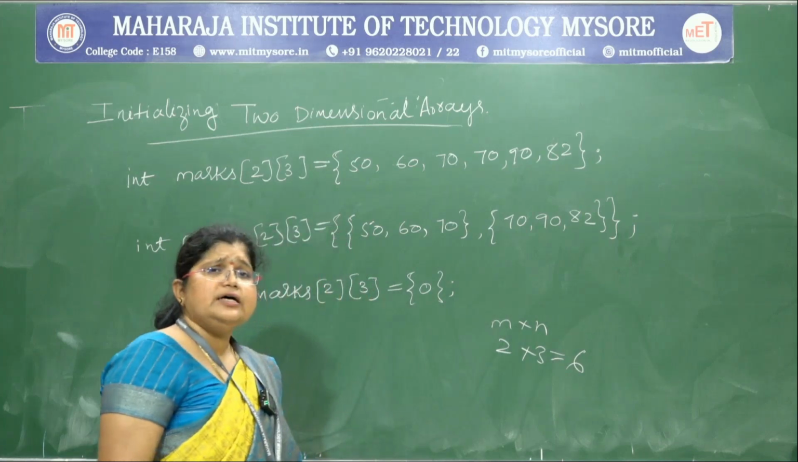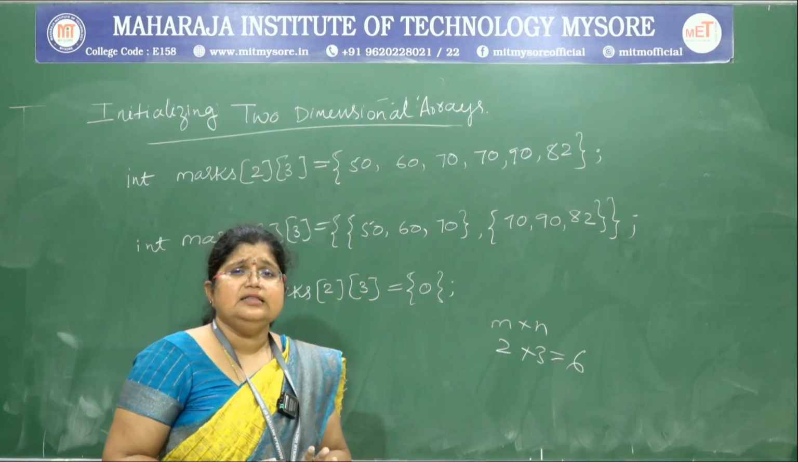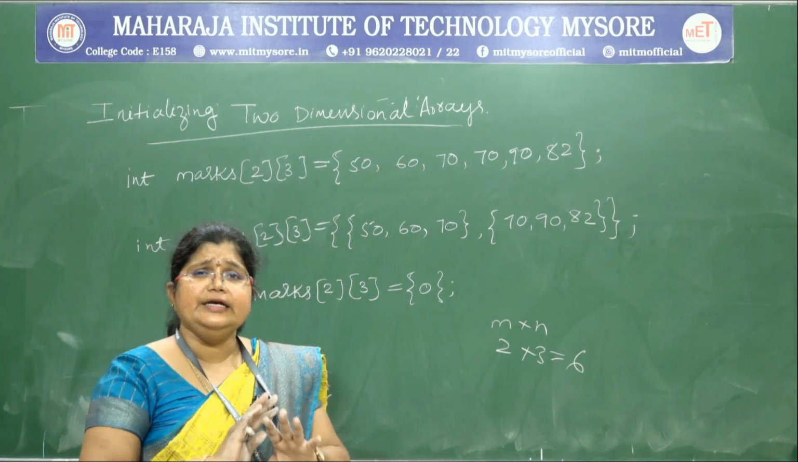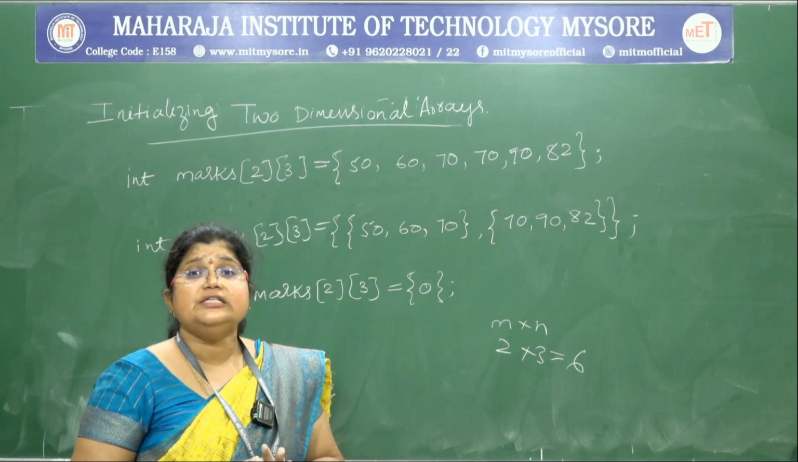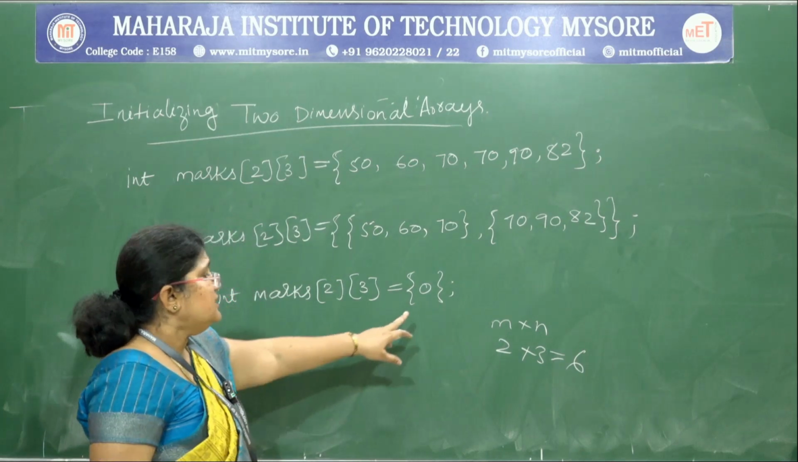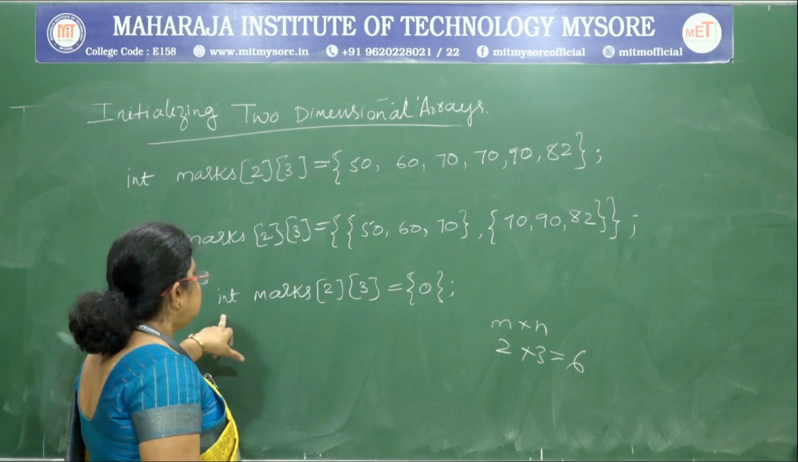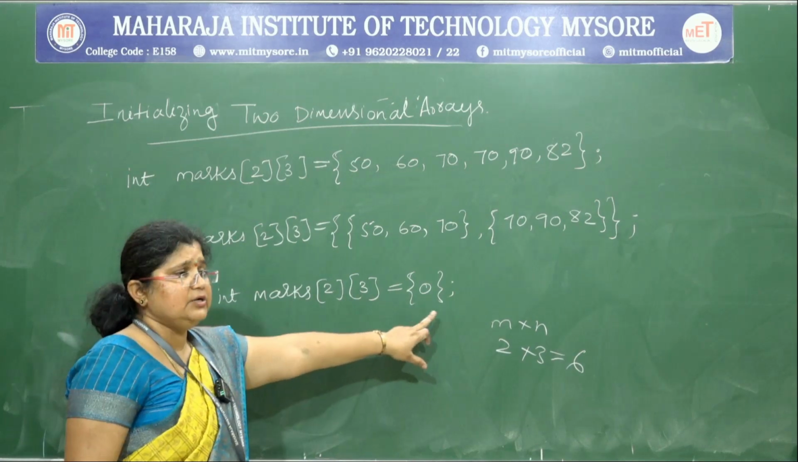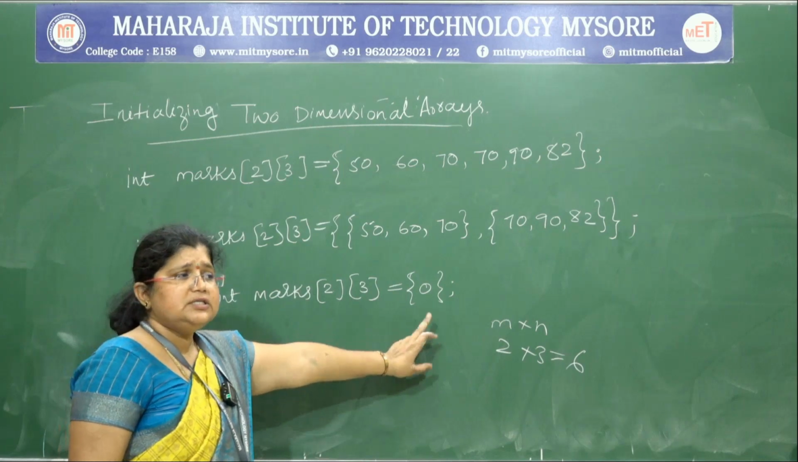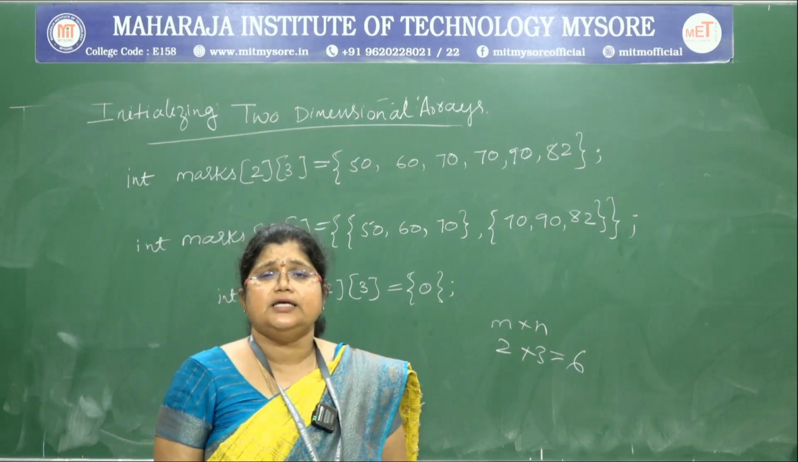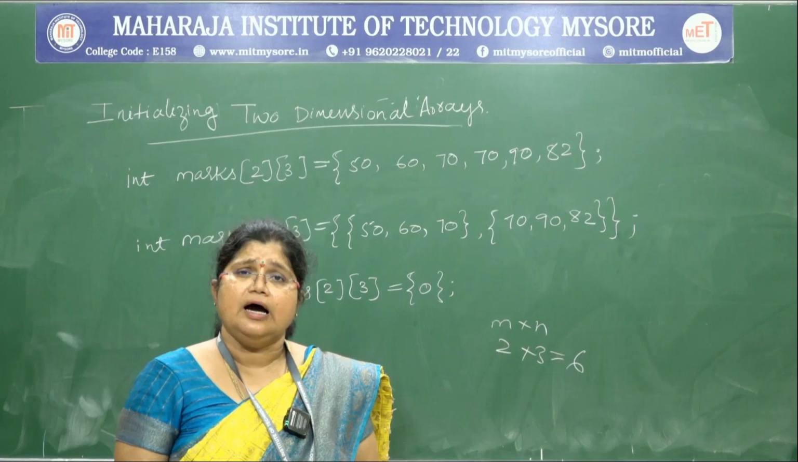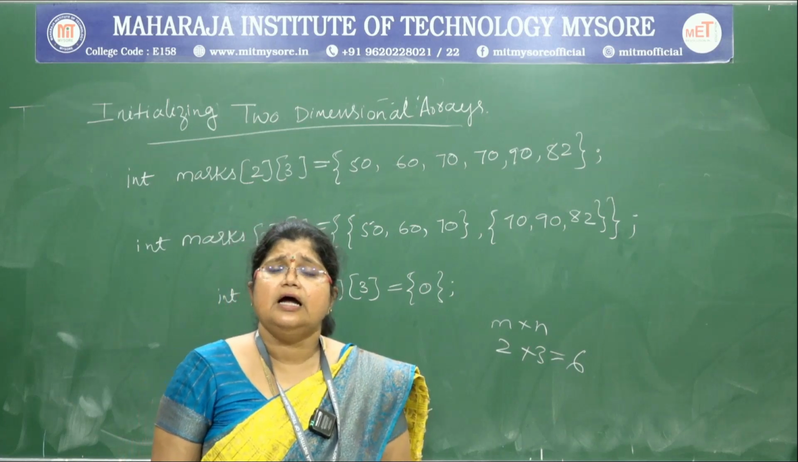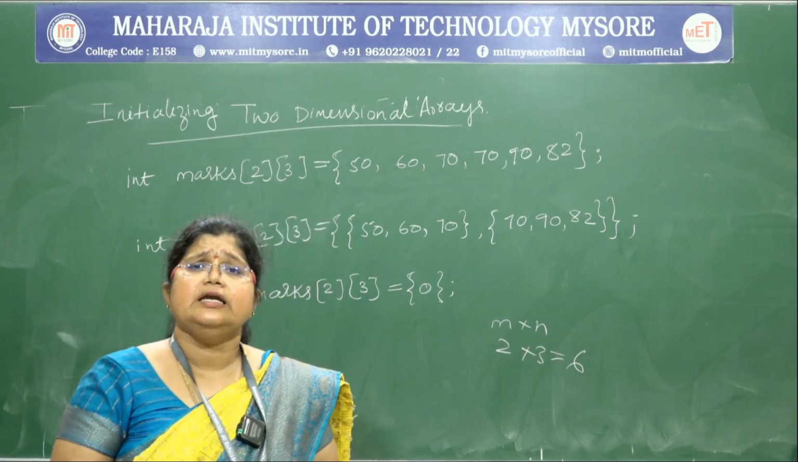Now we can also initialize the entire table, or the entire two-dimensional array, with 0 by indicating the 0 value, that is int marks[2][3] = {0}. So this is one way of initializing the two-dimensional array data.